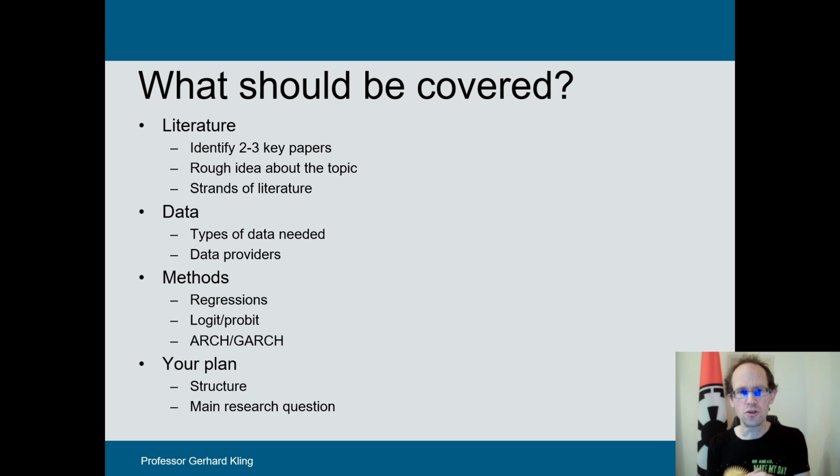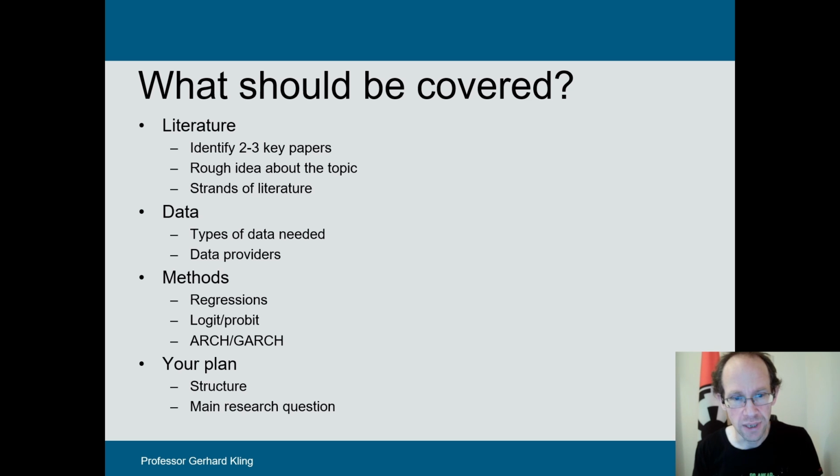Next, you should know something about the data. So what are the data sources? What are the data providers? Is it public data? Is it private? What type of data is needed? Is it high frequency data? Is it panel data? So what's the type of data structure? I think that's quite important to check out before you really start. Methods, again, a broad understanding of what is used in these key papers, regression models, for instance, logistic models.